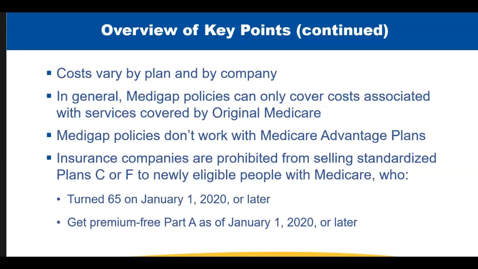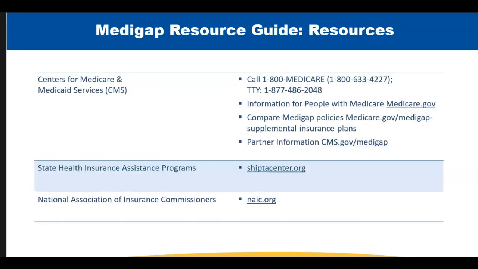There are two kinds of plans that can no longer be sold to people who are newly eligible for Medicare, turned 65 January 1st, 2020 or later, and have premium-free Part A as of that date. Those are plans C or F. Individuals can keep them, but they cannot get them new if they come in that category.